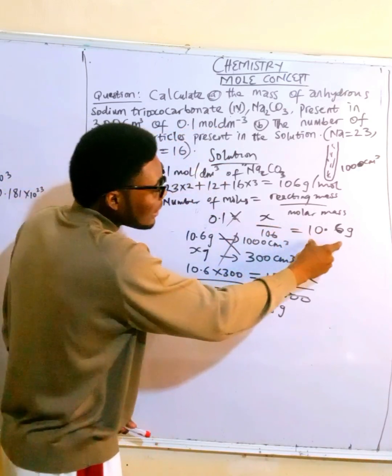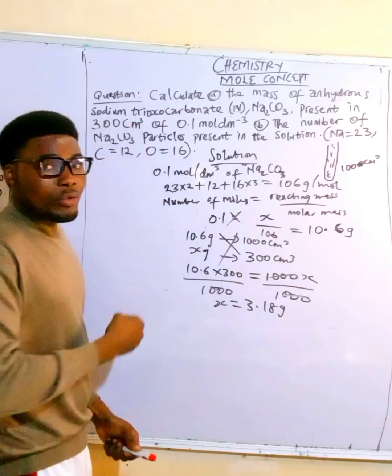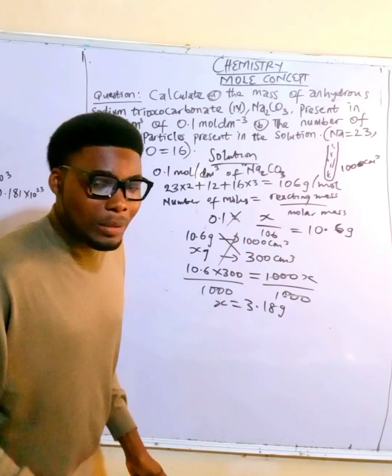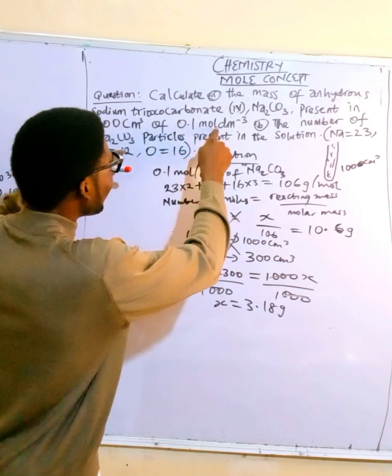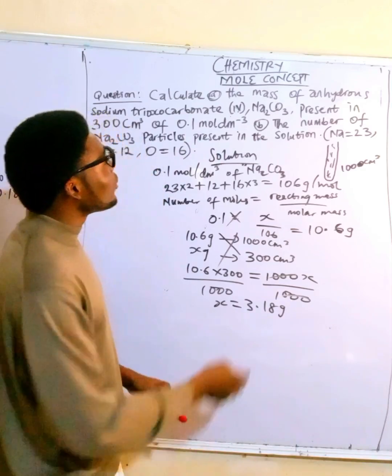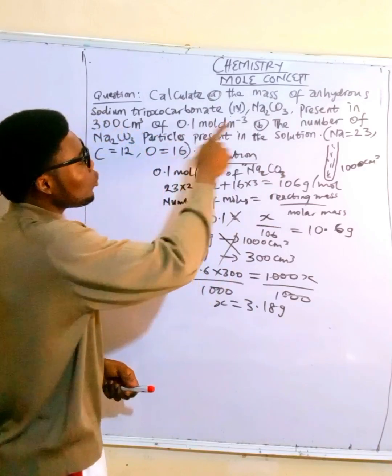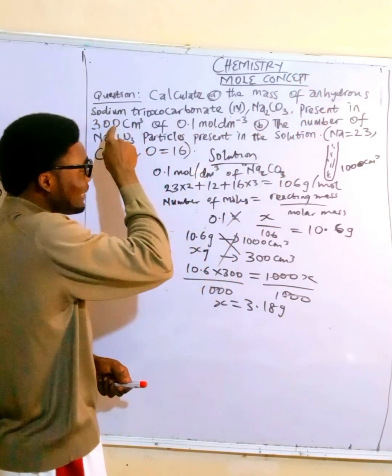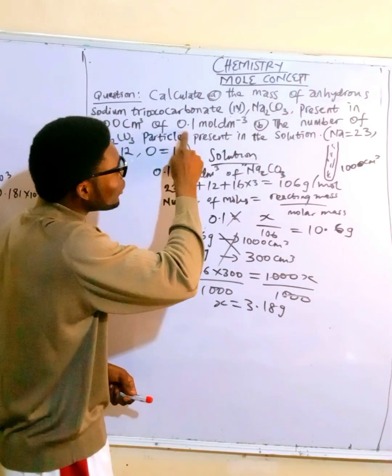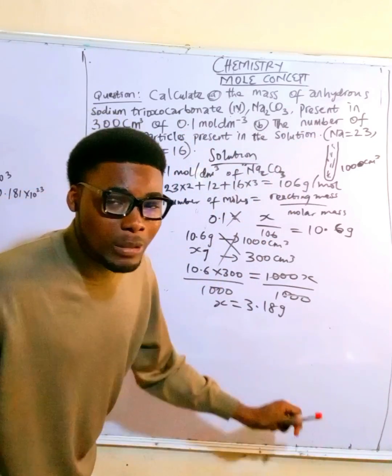The solution is containing 10.6 grams of the salt. You now decide to remove 300 cm cube. So whenever you are seeing it like that, start interpreting it like that. This is the solution, but you just take 300 cm cube out of it. This is the mass that you have there. So the question says calculate the mass of anhydrous sodium carbonate present in 300 cm cube. What is the mass that is in 300 cm cube if the concentration of that solution is this? That is exactly what we are doing, and that is how you should be thinking about it.